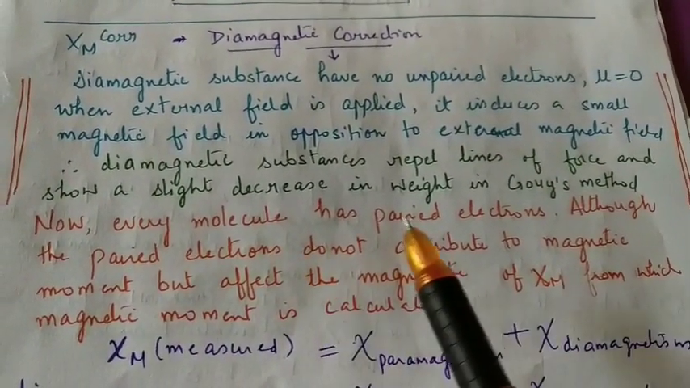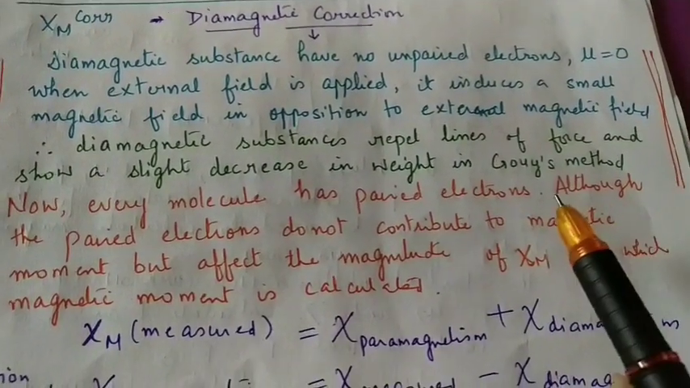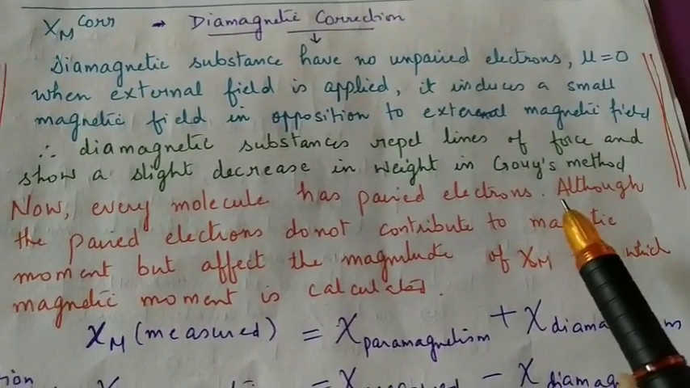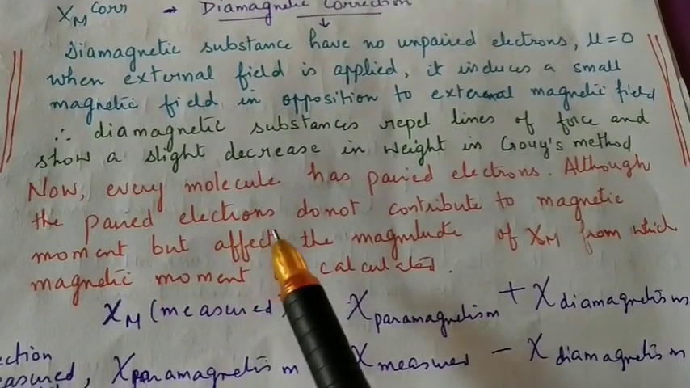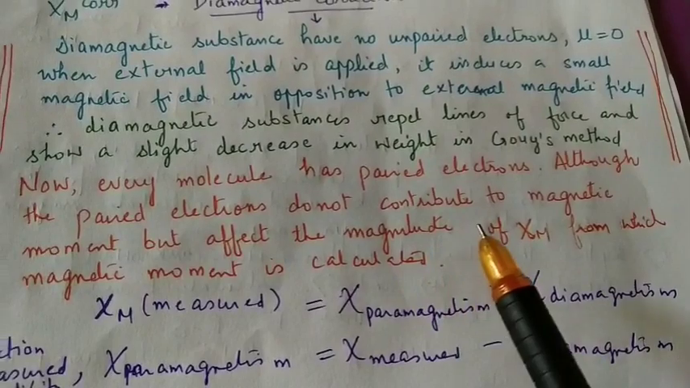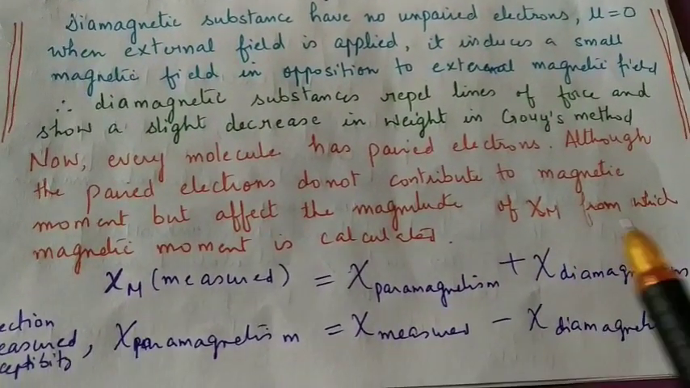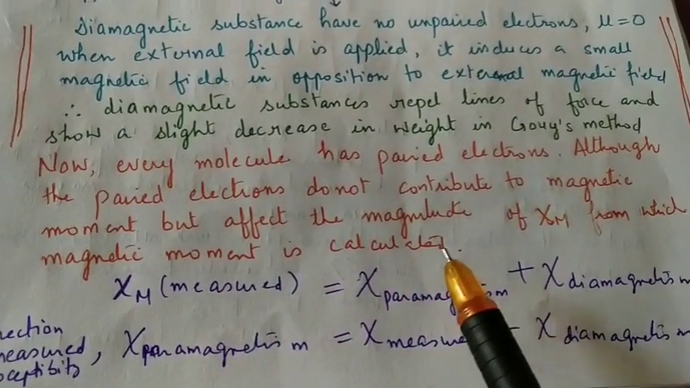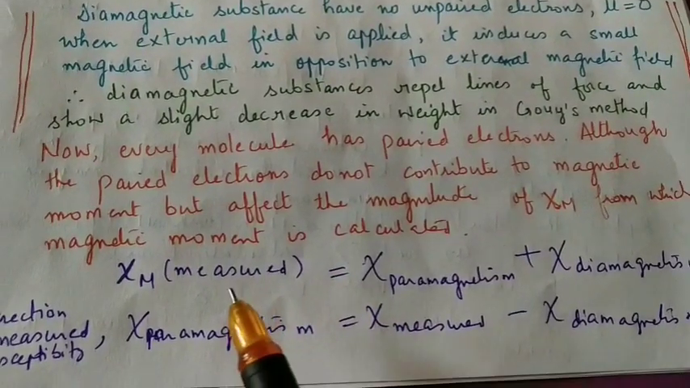Now every molecule has paired electrons, so every molecule is associated with diamagnetism. Although these paired electrons do not contribute to the magnetic moment, they affect the magnitude of the susceptibility from which the magnetic moment is calculated. So that is why there is a need for diamagnetic correction.